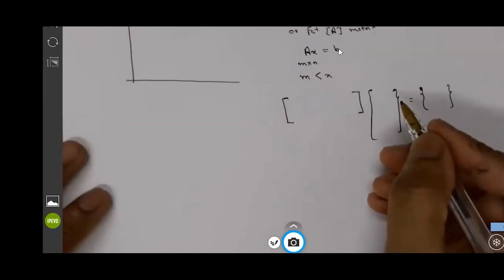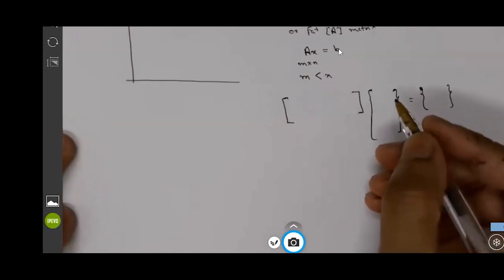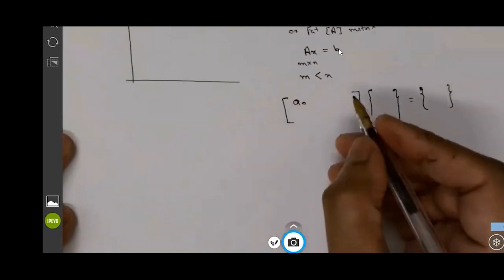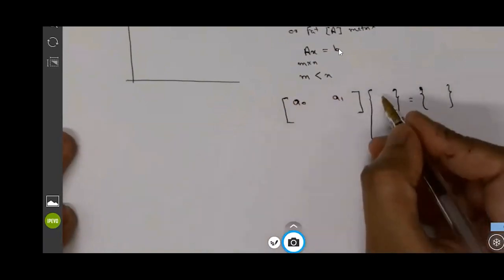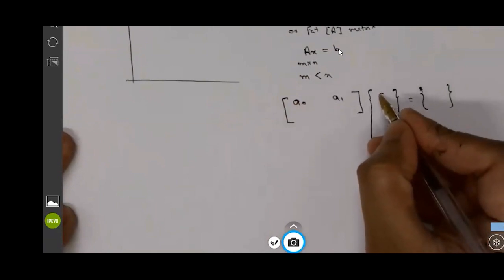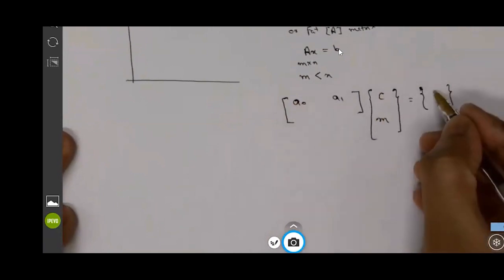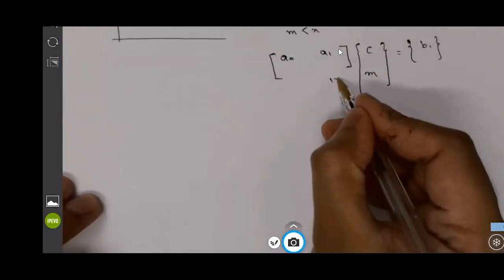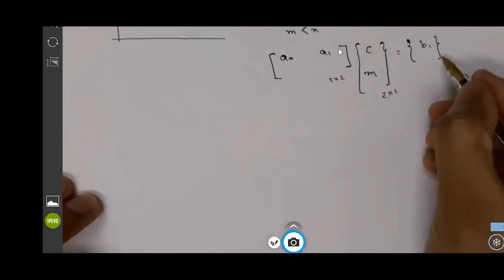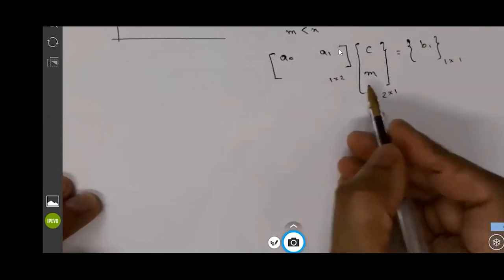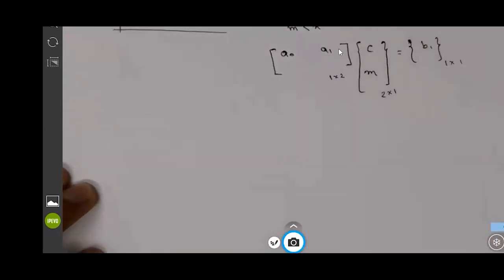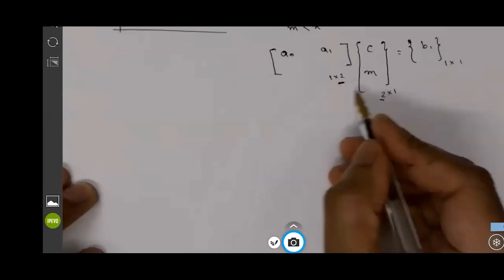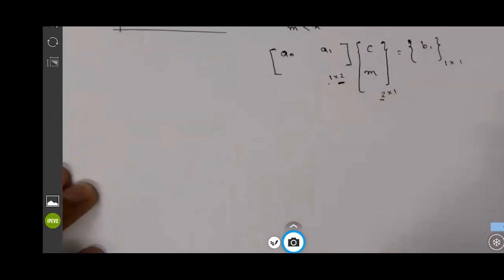So for example, let me say this: A0, A1, C, M, B1. So basically you have here 1 cross 2 times 2 cross 1 equals 1 cross 1. The dimensions are matching what we need to match, because the rows and columns match, and the output would be 1 cross 1, which is here.